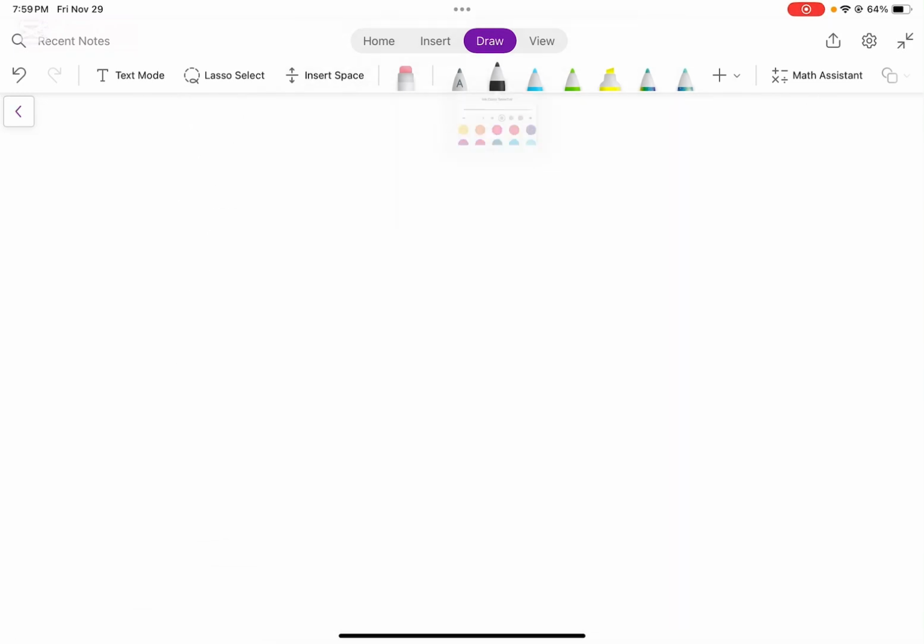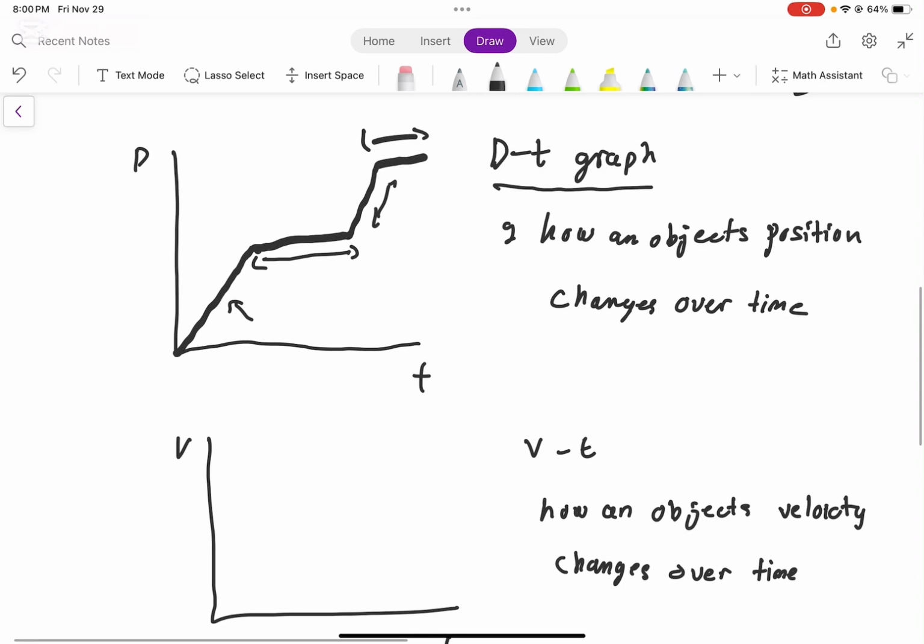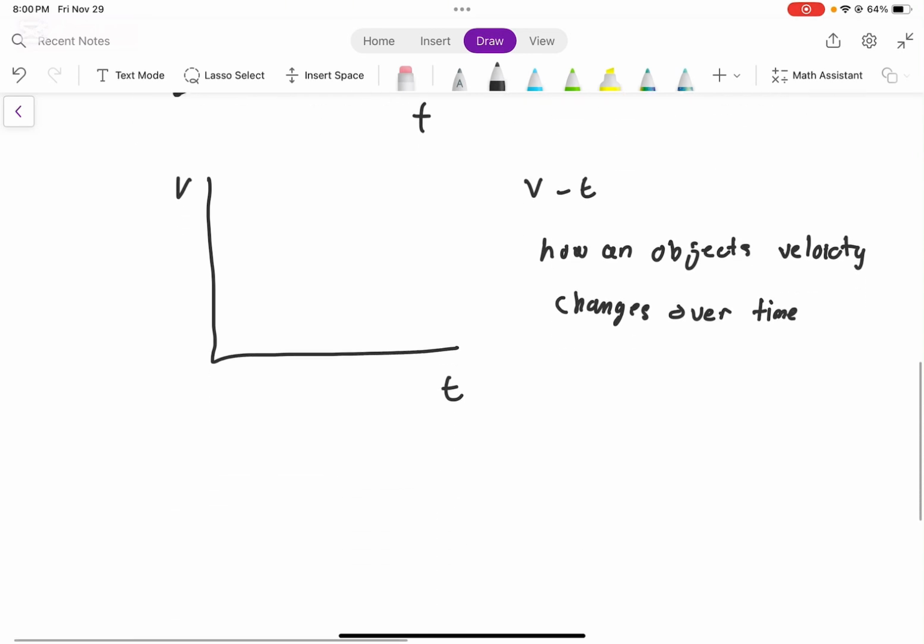Now let's look at VT graphs. So what is a VT graph? Well, basically, VT graphs represent how an object's velocity changes over time. So unlike DT graphs, which represent how an object's position changes over time, VT graphs look at how an object's velocity changes over time.